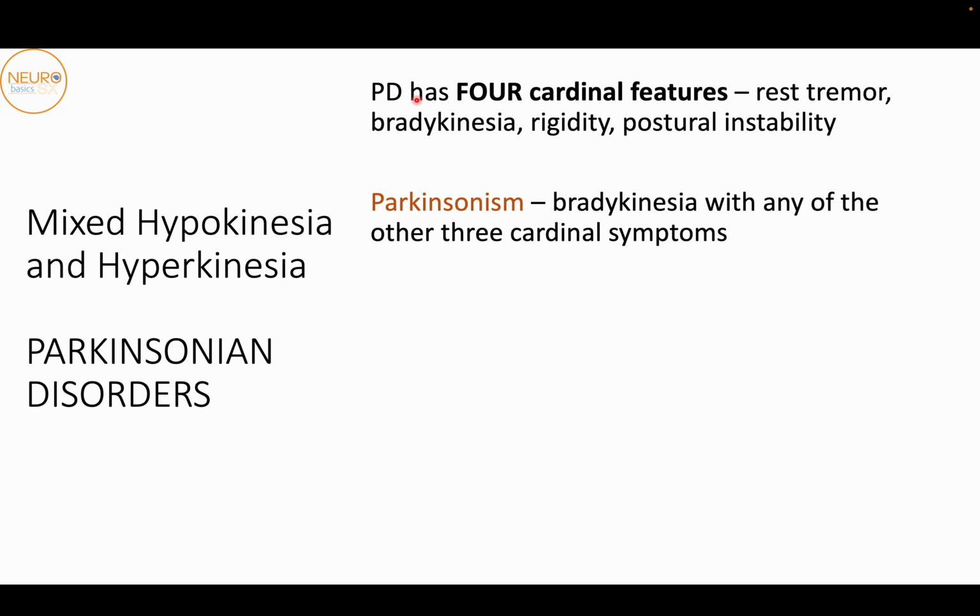Parkinson's disease has four cardinal features. There is a rest tremor, there's bradykinesia, there's rigidity, and there's postural instability. Parkinsonism, on the other hand, is basically the presence of bradykinesia with any of the other three cardinal symptoms. So, to say that somebody has Parkinson's disease, you have to have these four cardinal features. But just bradykinesia with any of these other features would be considered Parkinsonism.